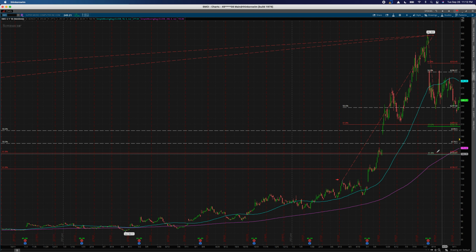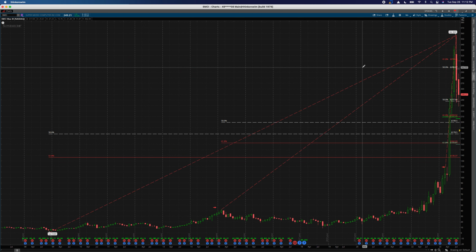SMCI has been an absolute monster, heading higher very aggressively. This one did pull into an extension long 50% level at 238. It then ran into a 50% short 296 and then retested that long at 238. If we head lower, there is going to be a larger extension long setup of about $200, and then there is a full max 50% long at 180.